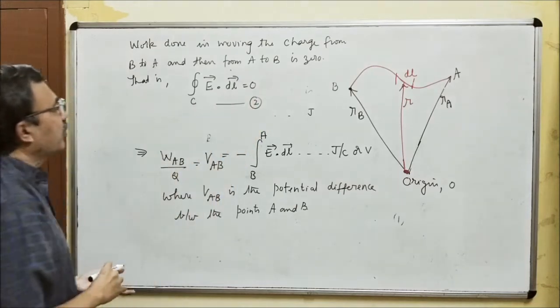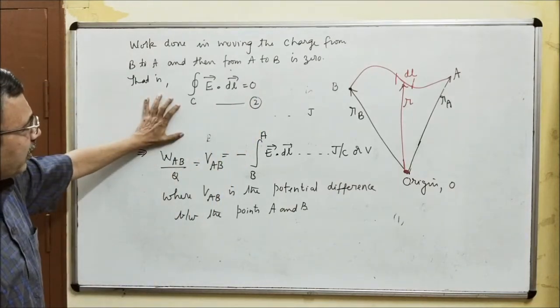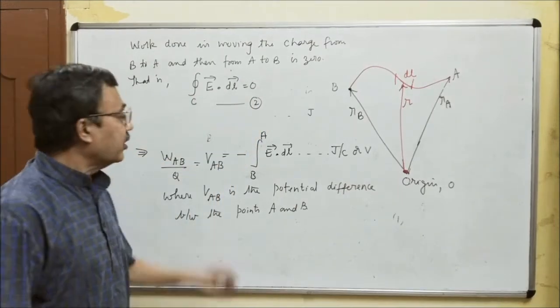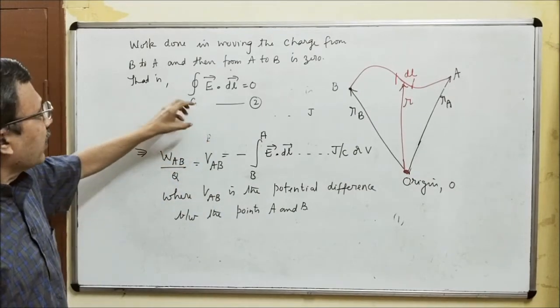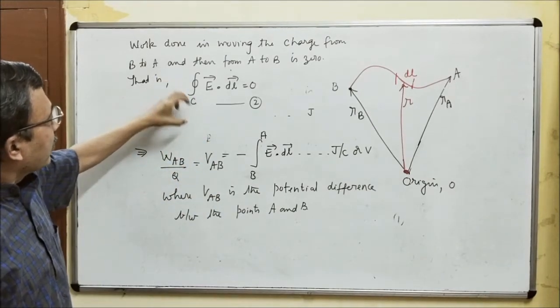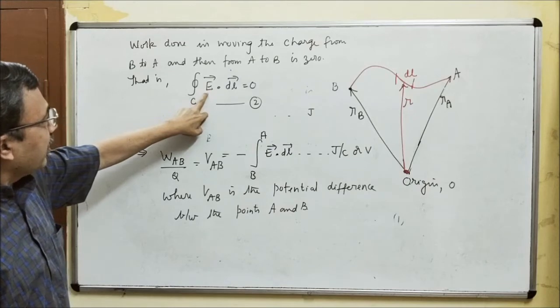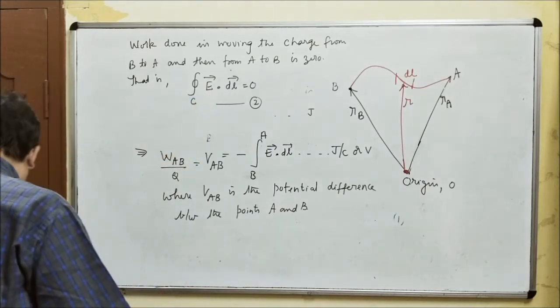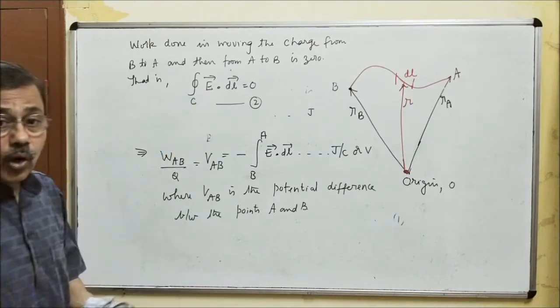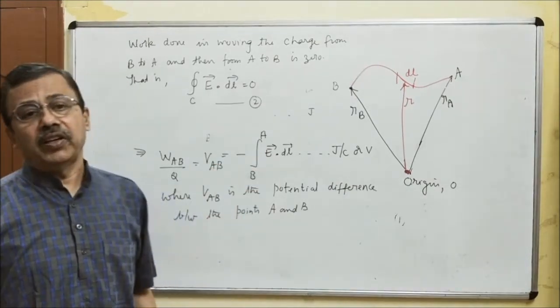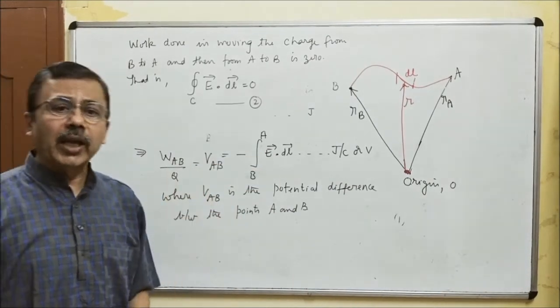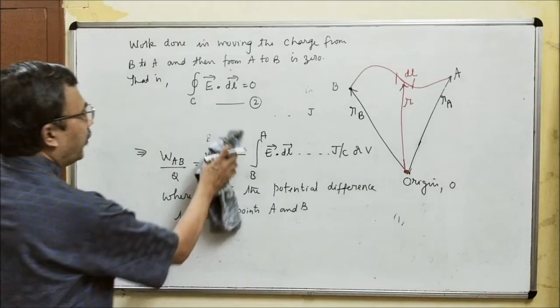Equation 2 means static electric field is conservative in nature, and this is true only for static electric fields, and it is not true for time varying electric fields. Very, very important.